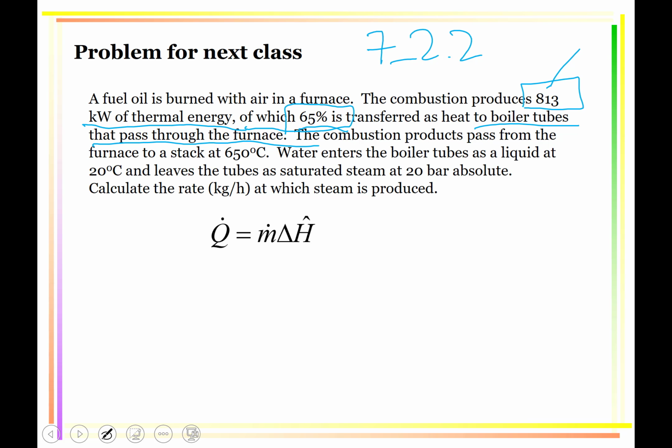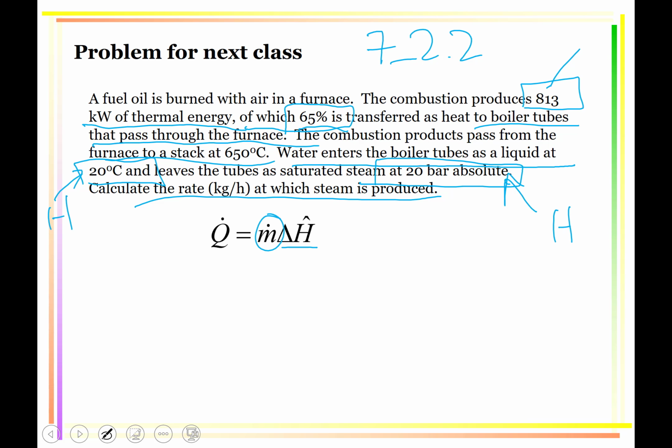The combustion products pass from the furnace to a stack at 650 degrees Celsius. The water enters the boiler tubes as a liquid at 20 degrees C. You can find that H on the saturated steam tables. And it leaves the tubes as saturated steam at 20 bar. Again, you can find the H. You're going to calculate the rate at which steam is produced. So we're looking for m dot of the steam, delta H, and Q. You can solve this, and the solution is already posted on Canvas.